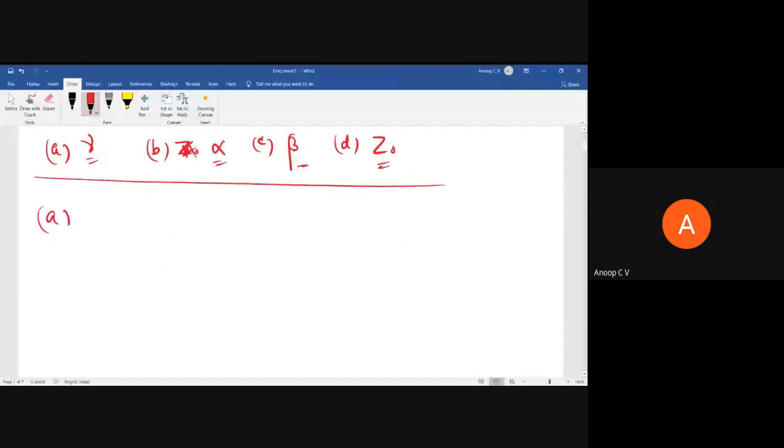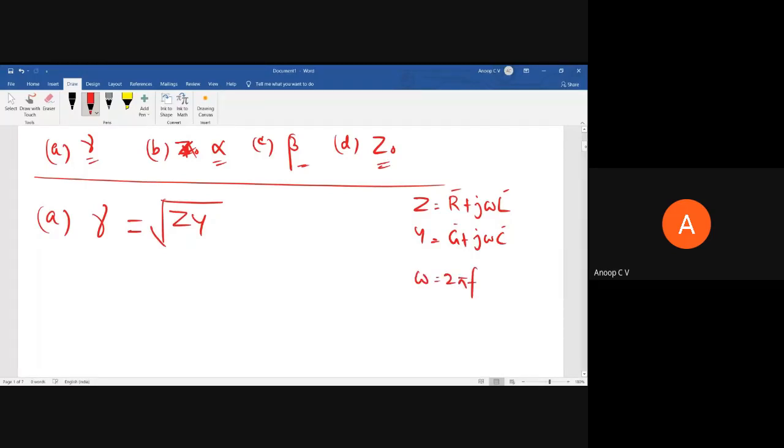So gamma is equal to root of ZY. We have studied this. And what actually is this Z? Z is nothing but R plus j omega L, and Y is G plus j omega C. R, L, G, and C are given. And what will be omega? Omega will be nothing but 2 pi f. If you can find these, then you can directly substitute here and get the answer. That's it.